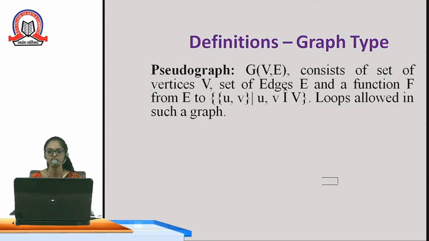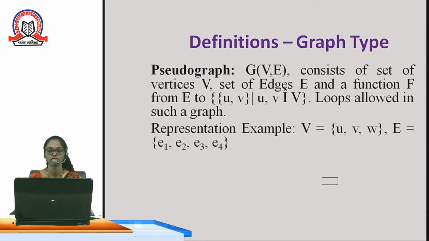That is, G is (V, E) consisting of a set of vertices V and a set of edges E, and a function f from E to the edge (U, V), where (U, V) belongs to the vertices. For example, V is the set of vertices U, V and W, and E is the set of edges. It is denoted by E1, E2, E3 and E4.